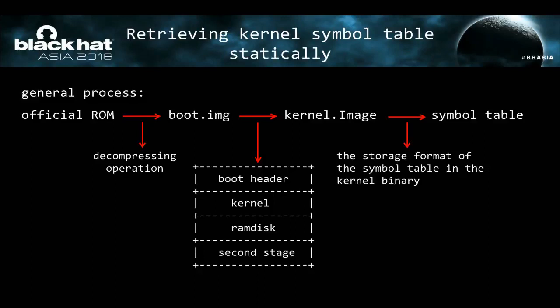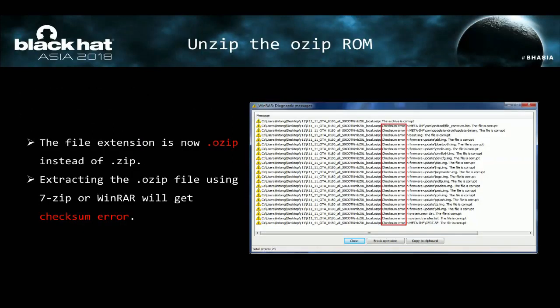Keep going. After getting the boot image, we need to extract the kernel image from it. According to the file structure of the boot image and the related information in the boot header, the step is not difficult to achieve. The last thing to do is to retrieve the symbol table from the kernel image. For this, the storage format of the symbol table in the kernel binary needs to be made clear. Next, I will introduce the details of the encryption.